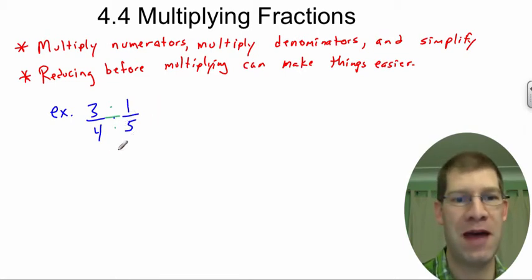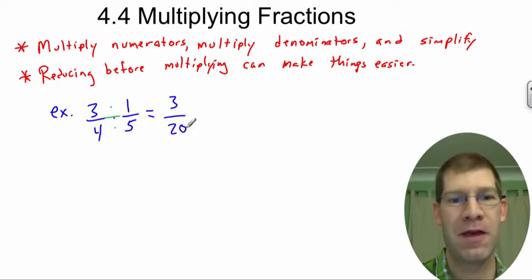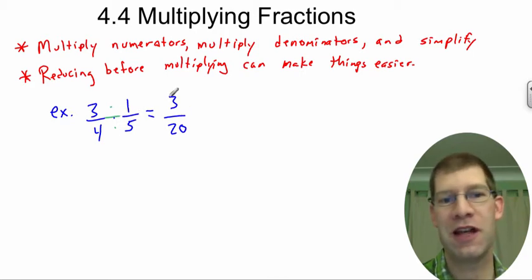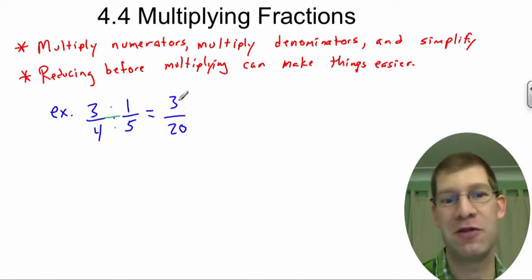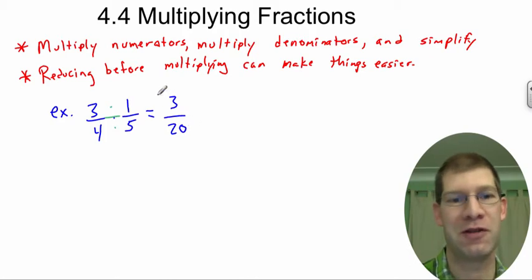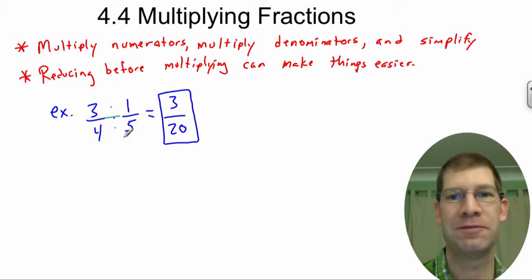And once we do that math, the 3 times 1 just gives me 3. The 4 times 5 gives me 20. If you can't reduce here, then you can't reduce at the end, but it's worth checking in case you missed something. 3 is not divisible by 2, it is divisible by 3. 2 plus 0 is 2, not divisible by 3. So this here would be our final answer for that one.